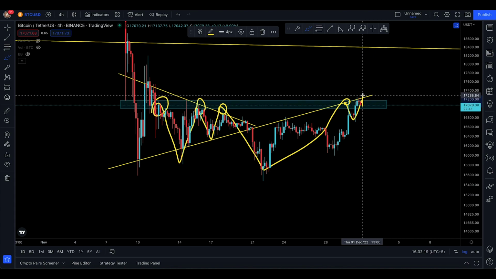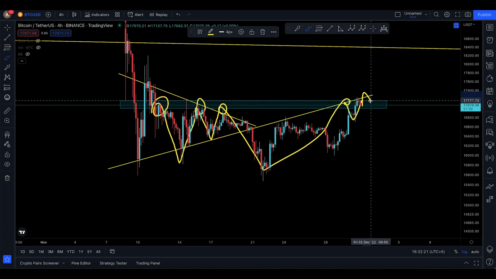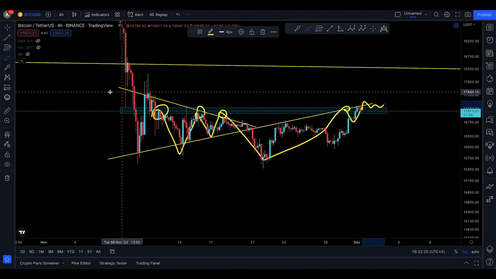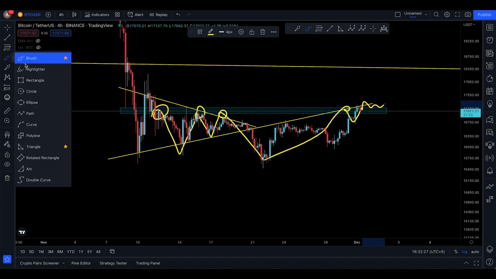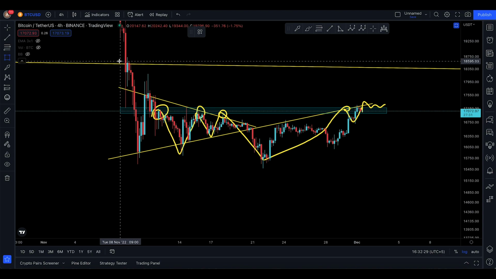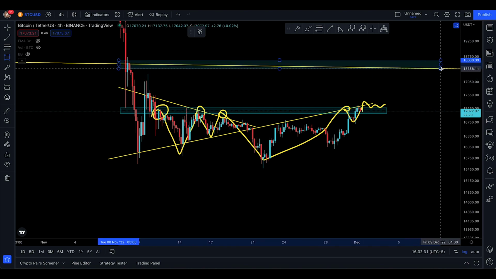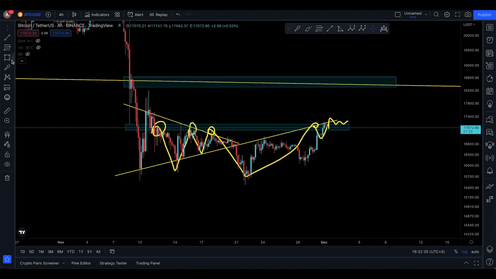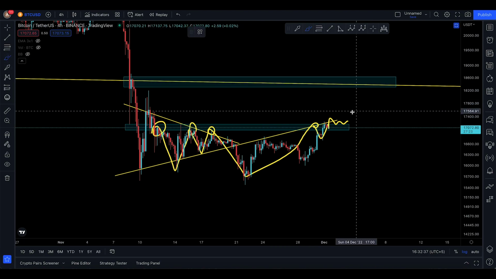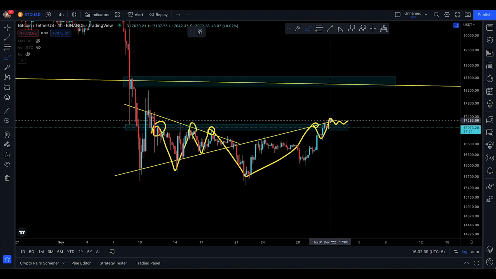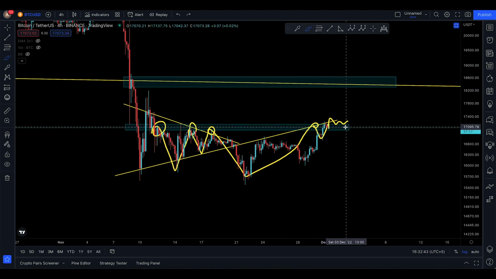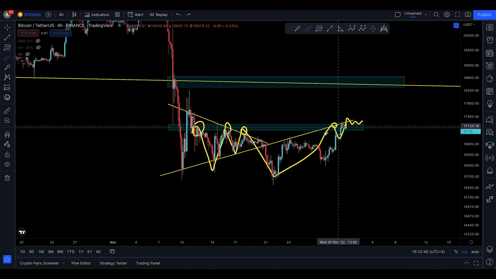Now if you do manage to break it to the upside, backtest, and pass the retest above it, then where is the next zone of supply going to be? It's going to be right up here at 18,552. This is going to be the next big level that you're going to be looking to take out. But it's a big challenge right now for Bitcoin to get above here, out of that supply zone. So that's pretty much it right now.